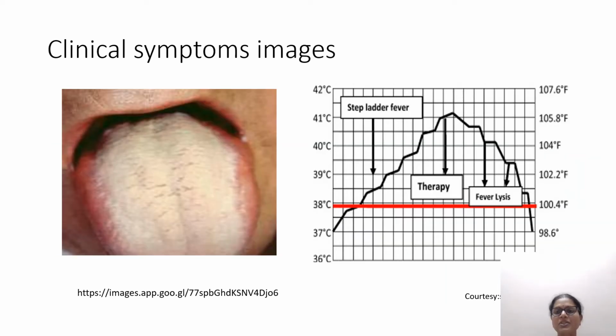The right side image in this slide explains the stepladder pyrexia condition. The temperature of the body will keep increasing day by day with intermediate plateaus reaching a peak of around 40 to 41 degrees Celsius or 104 to 105 degree Fahrenheit. The left side image shows the coated tongue condition of a typhoid patient.